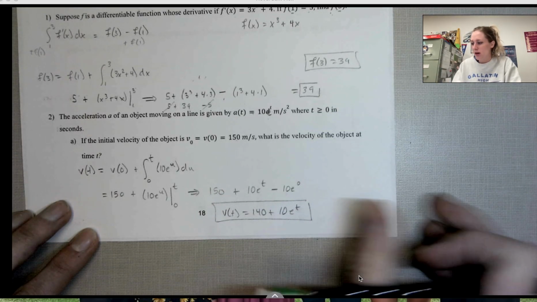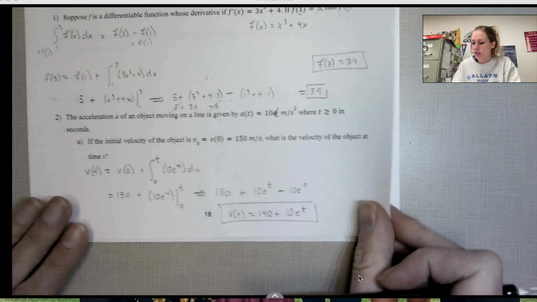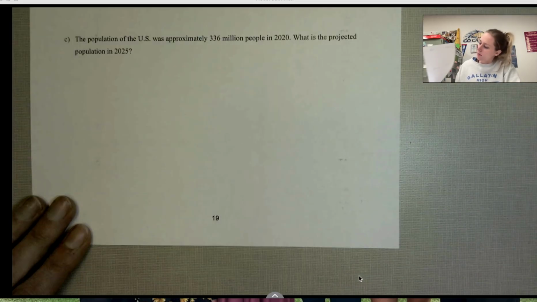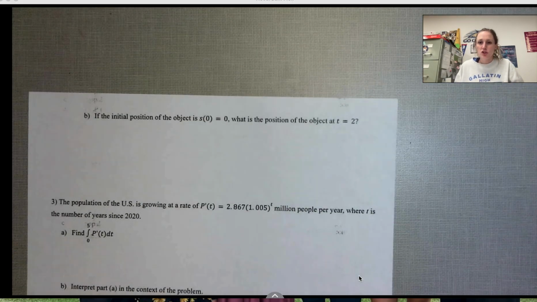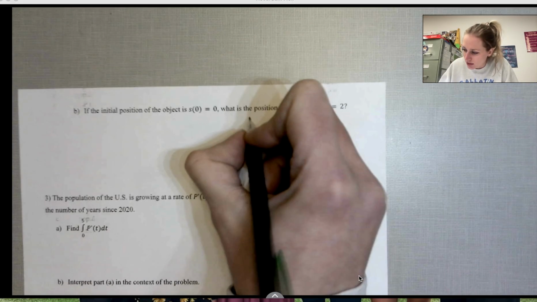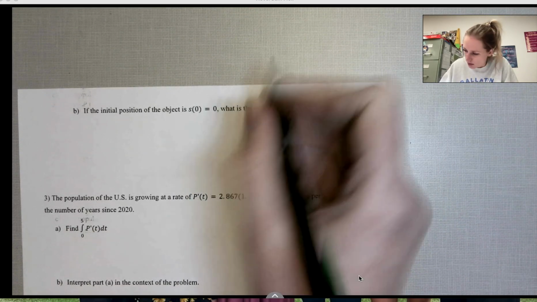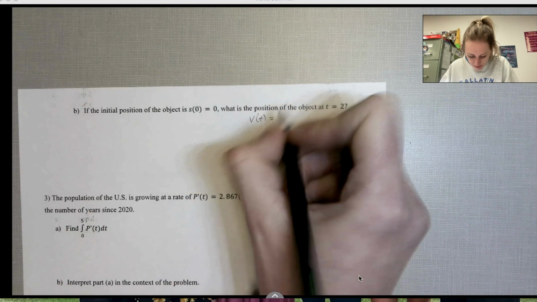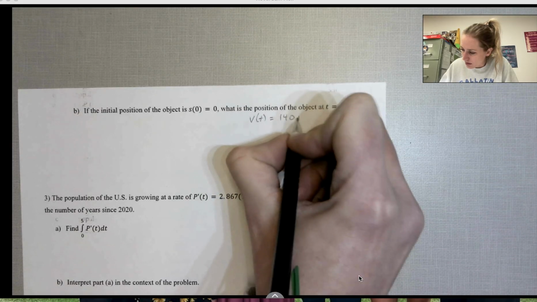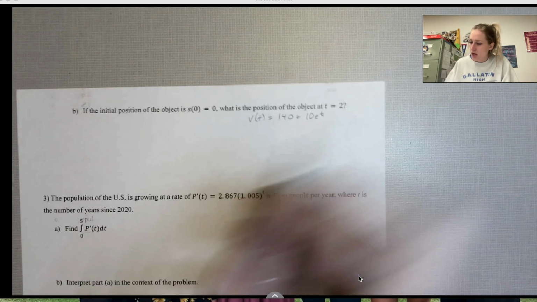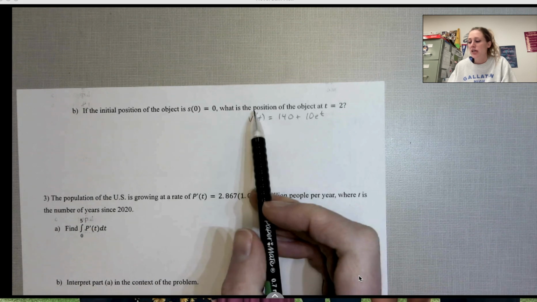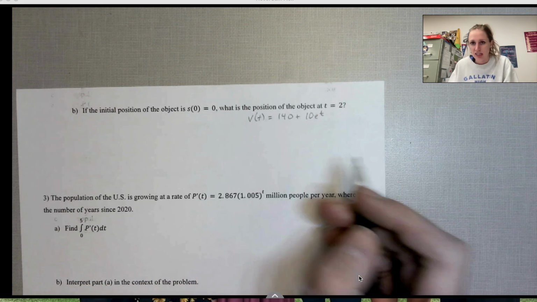All right, so our next question on the next page is still dealing with this question, but they are asking us about position. So we just found velocity. I'm just going to rewrite that here because we're going to use it in a second. So our velocity was 140 plus 10e to the t. Okay, this one is asking us about position, and this time they do give me a specific number to find.